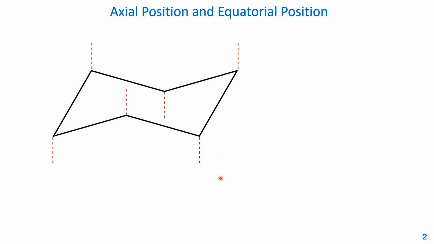And the equatorial positions are here. Equatorial is not straight up or down. It's tilted. So for example, this one is tilted down. Another one is tilted up. And this is tilted down. This is tilted up. This is tilted down and tilted up. So all the blue colored ones are equatorial.